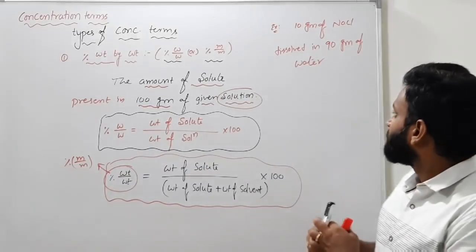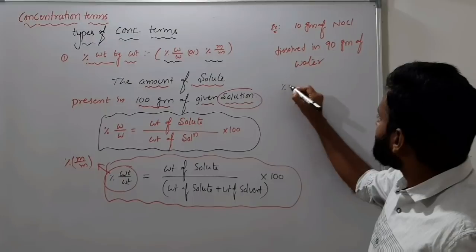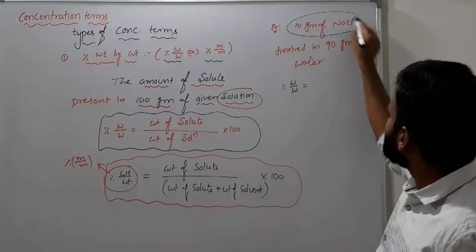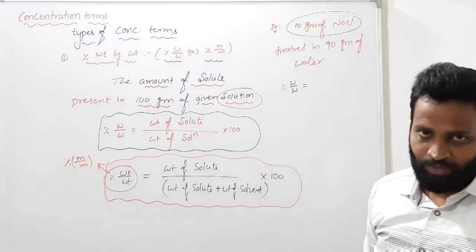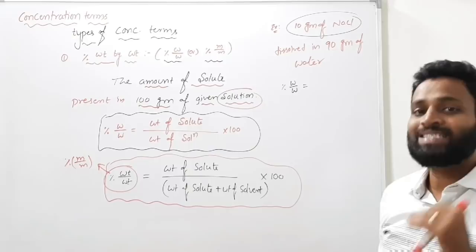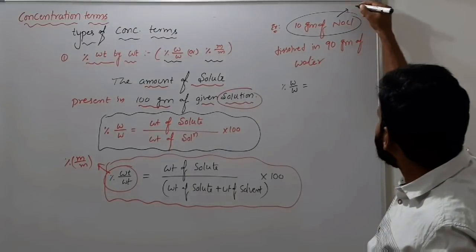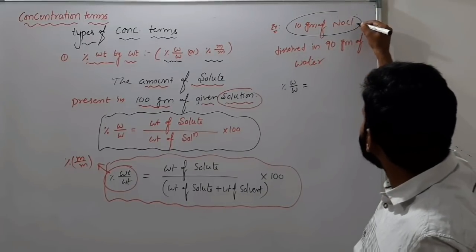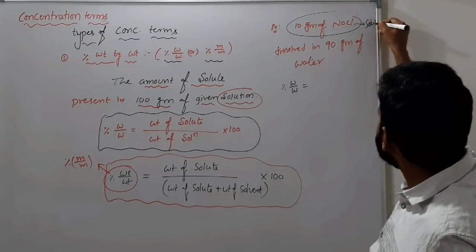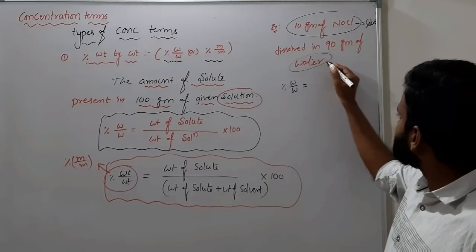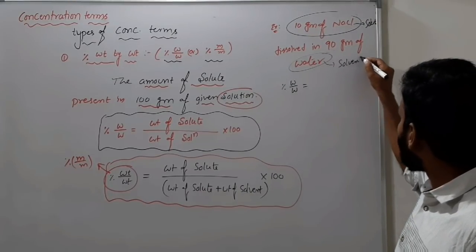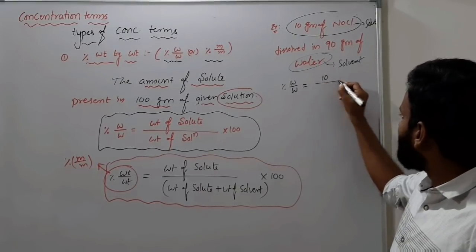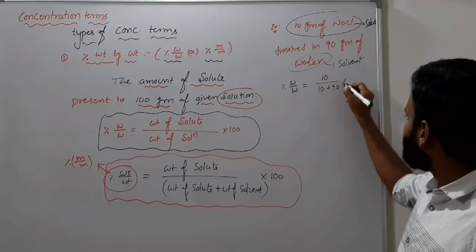Okay. So in this, what is the percentage weight by weight now? How much solute is present? Who is the solute first of all? NaCl. Why is NaCl a solute? Because that is dissolving. So NaCl is the solute. So water is the solvent. So what is percentage weight by weight now? It's 10 by 10 plus 90 into 100.